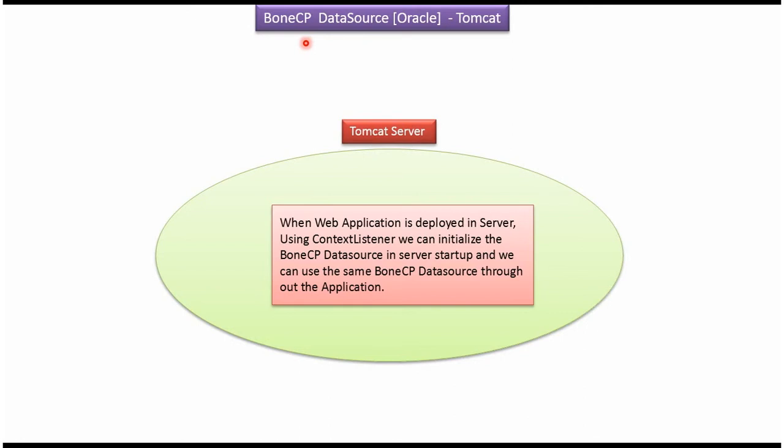Hi, in this video tutorial I will cover how to configure BoneCP data source and connect to the Oracle database. In Tomcat server, when we deploy the web application, using context listener, we can initialize the BoneCP data source at the server startup. And we can use the same BoneCP data source to get the connection and connect to the Oracle database throughout the application. We will see how to do that.